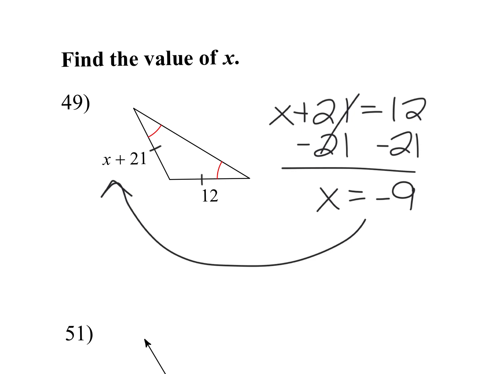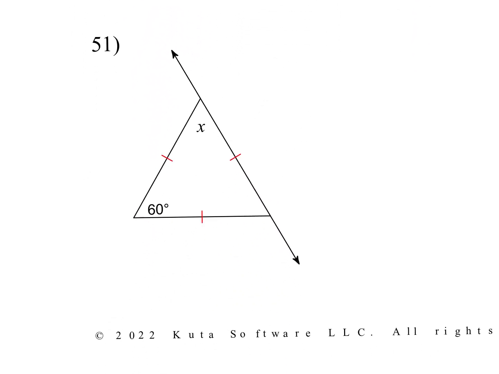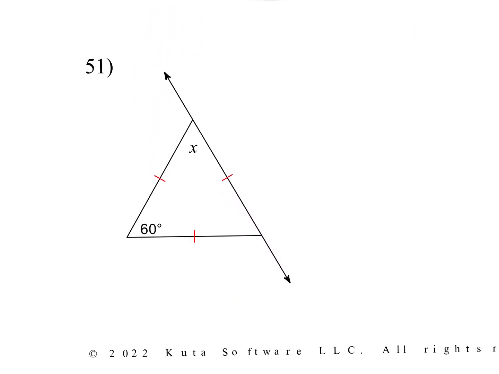Okay. Looking at 51, what information does it give us? Red markings. All the sides are the same. If all sides are the same, what can we assume about the angles? All angles are the same. So if one's 60, the other is 60. 53.